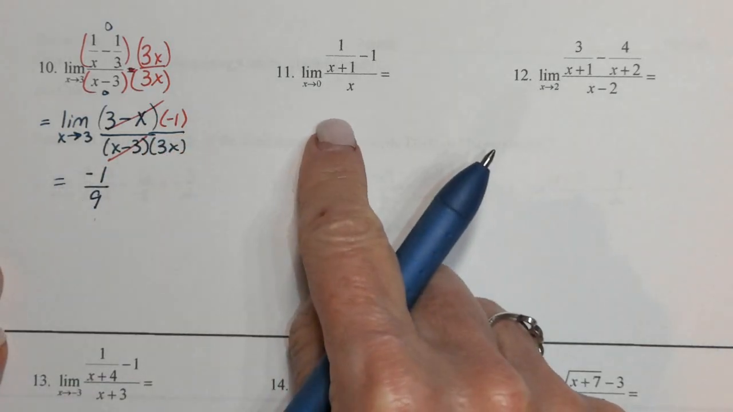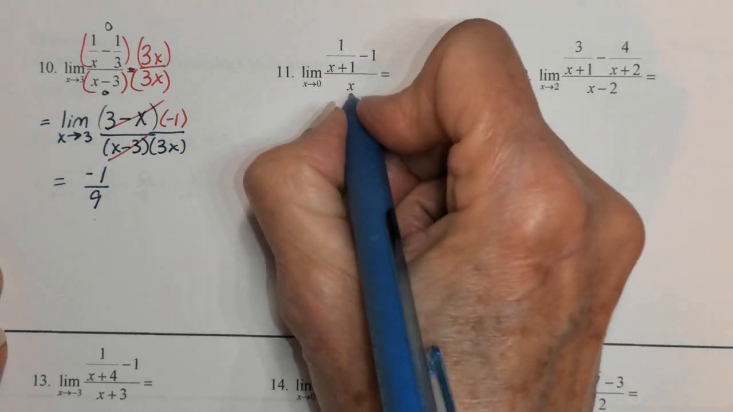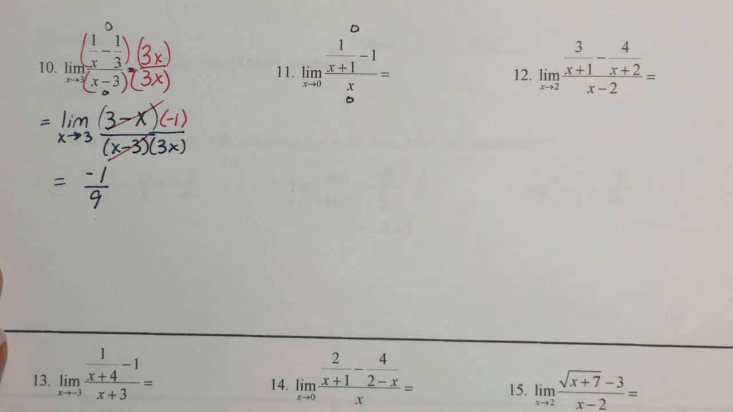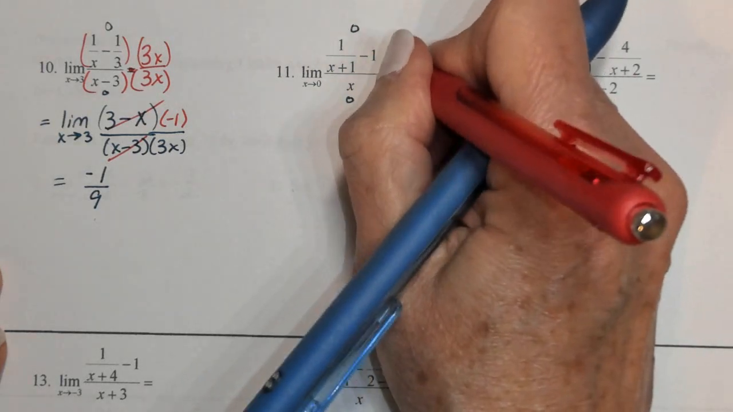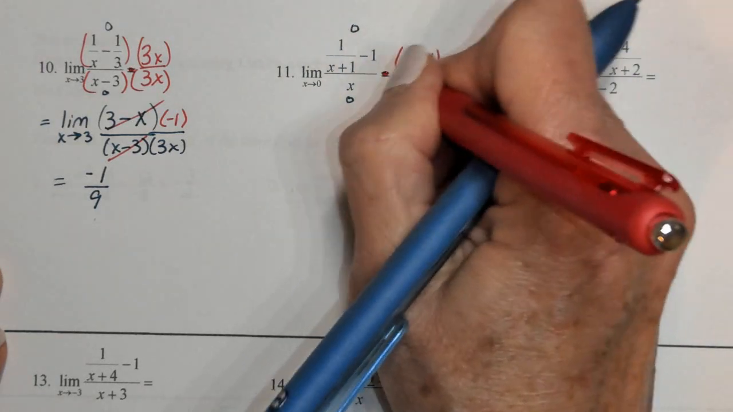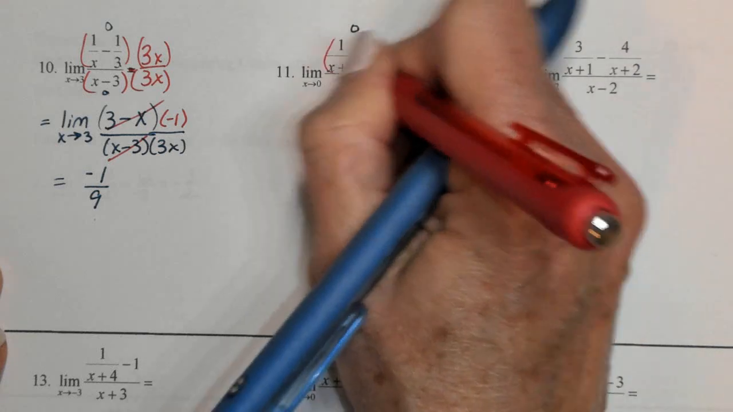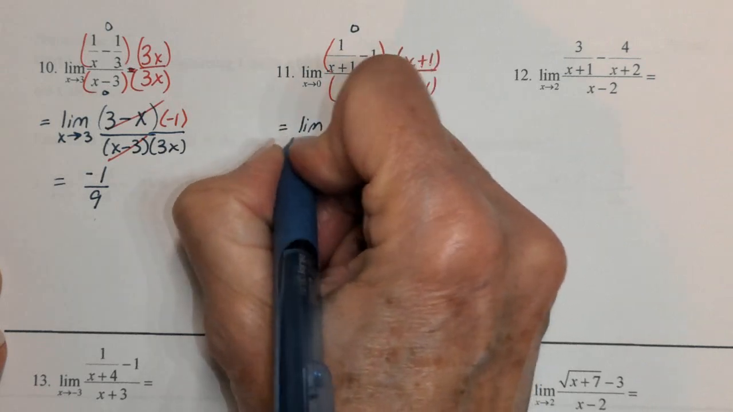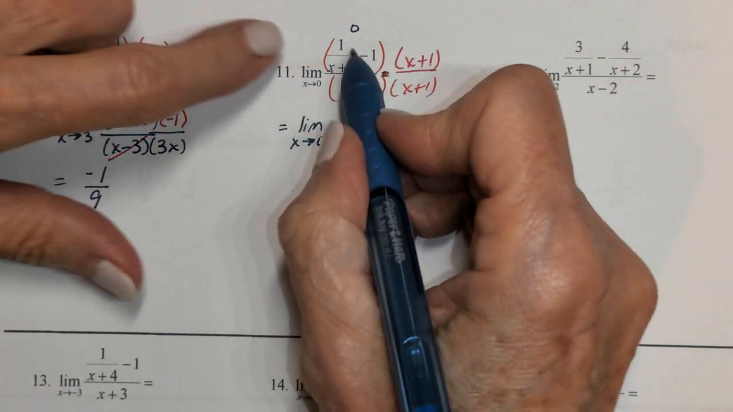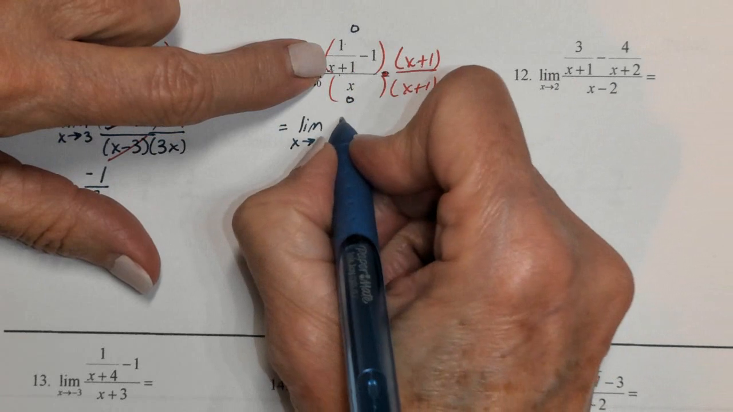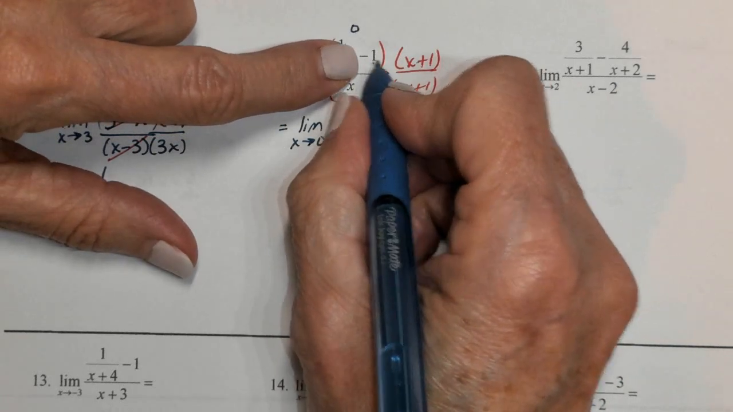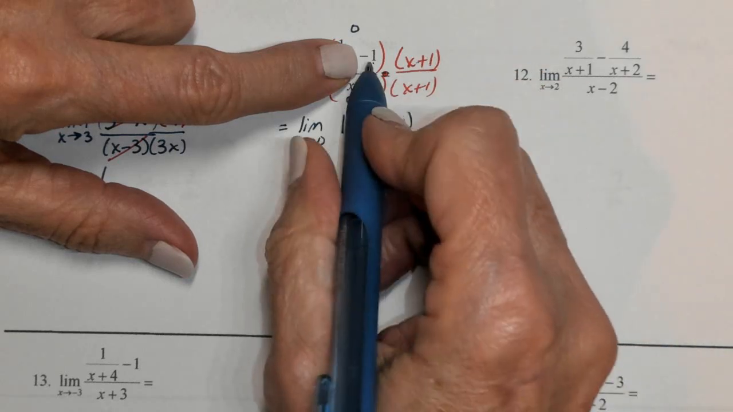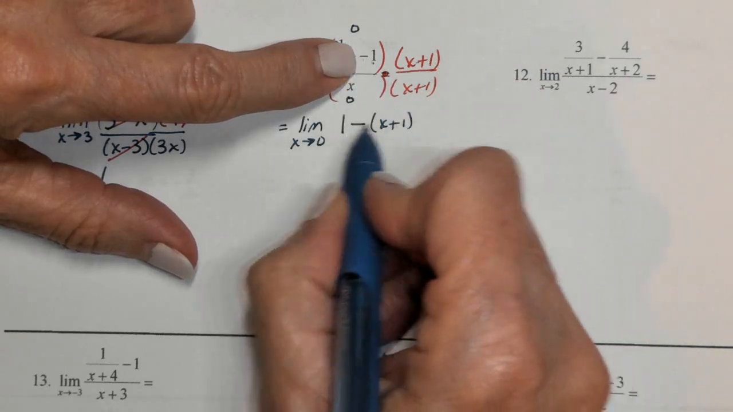Number 11. If I put 0 in for x, I have 0 in the denominator. I have 1 minus 1, 0 in the numerator. I'm going to multiply by the only little denominator over itself. So we get the limit as x goes to 0 of, okay, 1 over x plus 1 times x plus 1 is 1, minus 1 times x plus 1 is x plus 1. Be careful with your parentheses because of the minus there. You're going to have to distribute that.